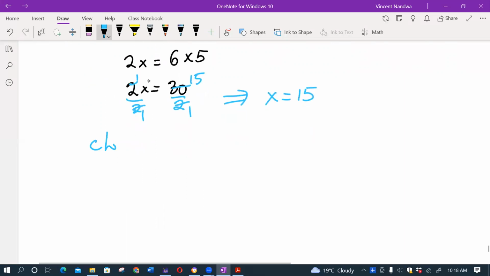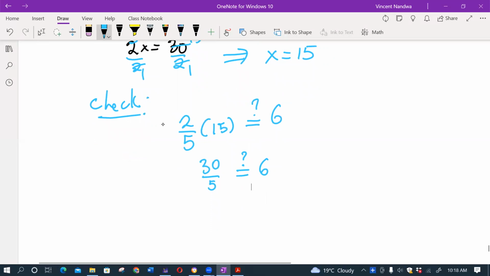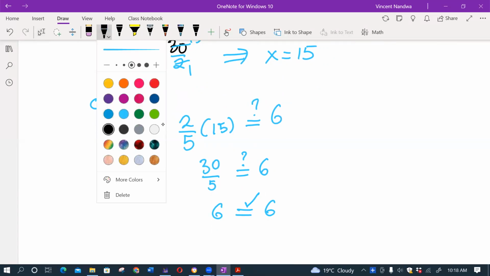So quick check. We have 2 over 5 times the x we are getting, 15. We have to check whether this is going to give us 6. 2 times 15 is 30, over 5. We check whether this is going to be 6. And clearly, 30 divided by 5 is 6. And so 6 equals 6. And hence, x equals 15 is the solution to that given linear equation.